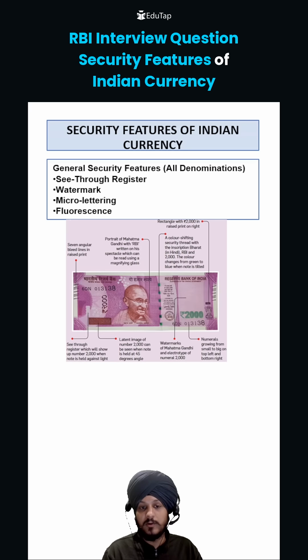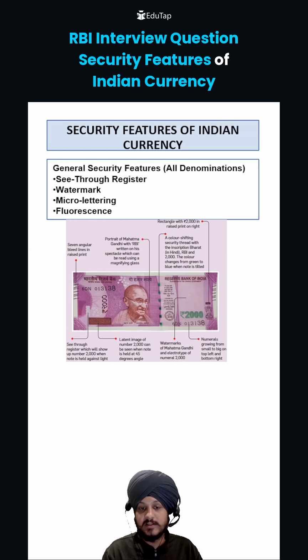The third is micro lettering. Micro lettering is nothing but tiny letters representing RBI or sometimes Bharat in Hindi, right? And the denomination values are hidden in different parts of the note, and you can see them only using a magnifying glass. That is why it is known as micro lettering.